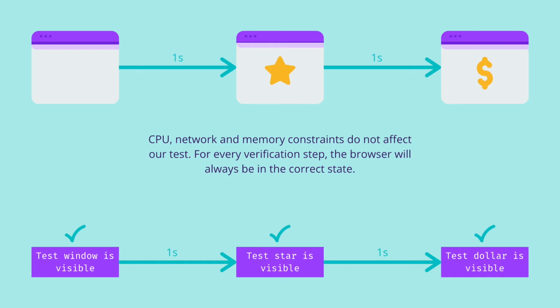Consider this diagram. On the top, we've got our browser. It's transitioning to different UI states. On the bottom, we have our test cases. At each stage, we perform an action, and then we verify the state of the browser. I've put 1 second between each browser transition and each test case, so the test cases and the browser are consistent with each other. In this case, the browser isn't affected by throttling, memory problems, or a slow connection, so the test passes.